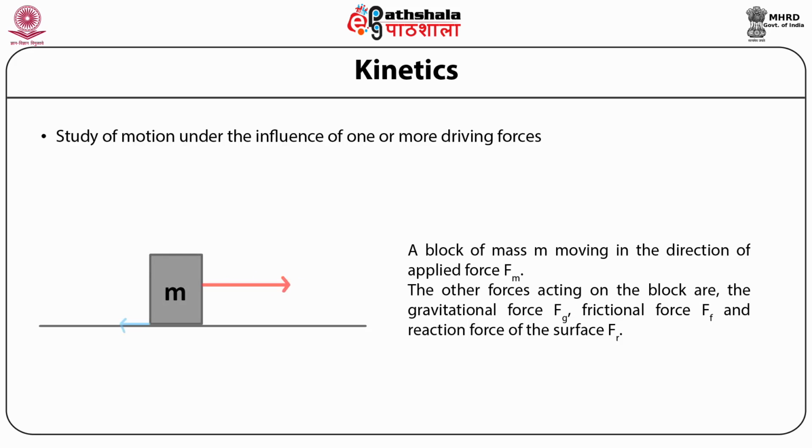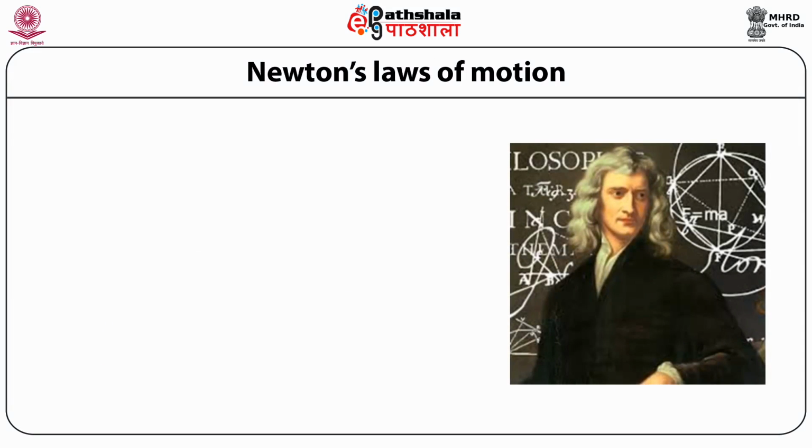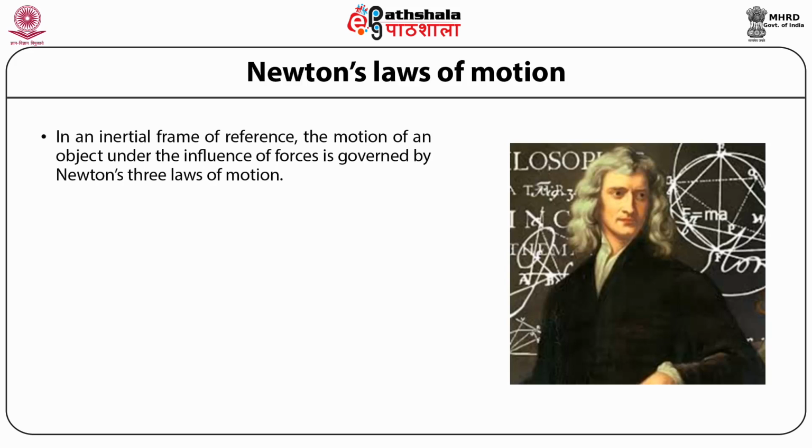So when all these four forces are balanced, there is no net motion. In the case of unbalanced forces, the particle or the body starts moving in the direction of the net force. Now, Newton's laws of motion. These laws by Newton are applicable only for inertial frames of reference. These laws describe the motion of an object under the influence of forces.